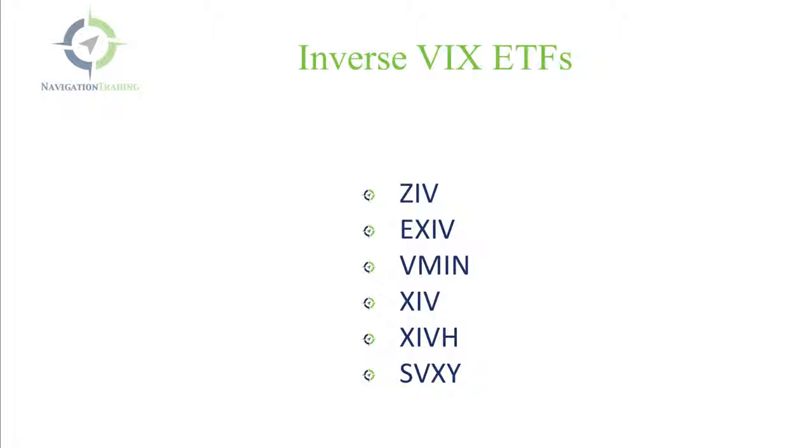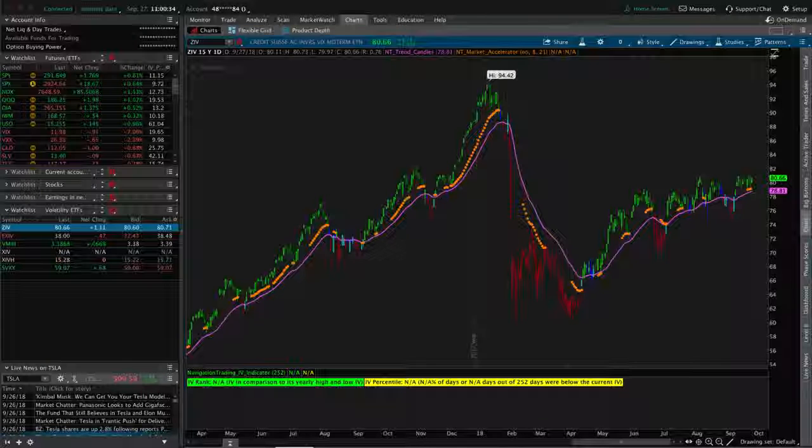So now let's jump onto the platform and discuss the topic of this video, which is inverse VIX ETFs. Here's a list of 6 different inverse VIX ETFs: ZIV, EXIV, VMIN, XIV, XIVH, and SVXY. Now, all of these inverse VIX ETFs are calculated a little bit differently, so let's take a look at the platform and I'll show you exactly what I mean.